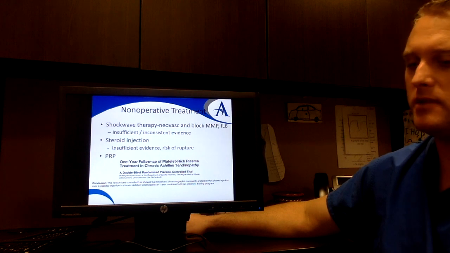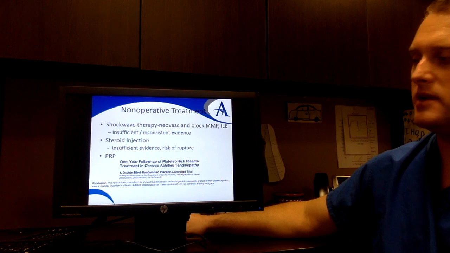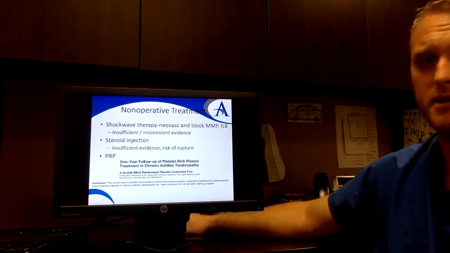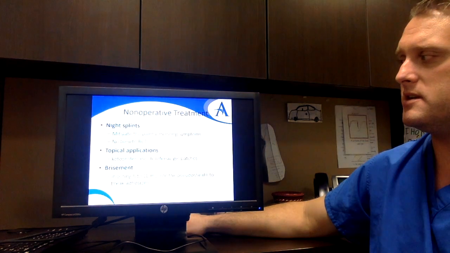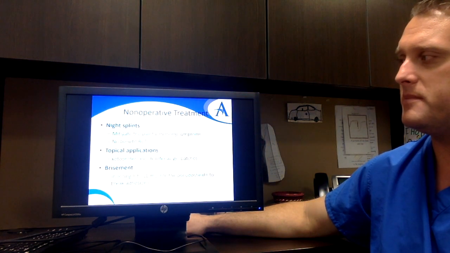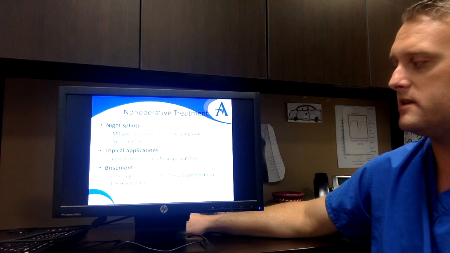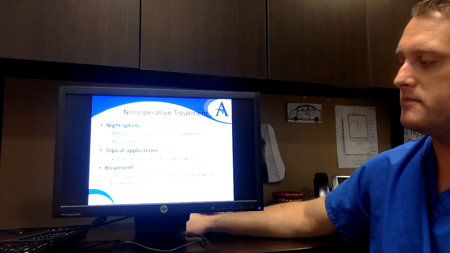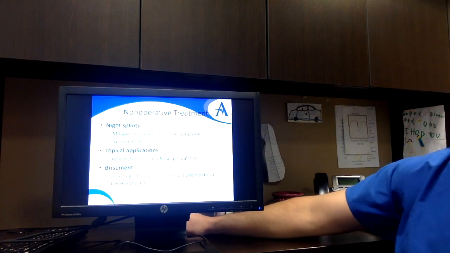There's a brisement where they put fluid in the peritenon, and that has been shown to break up some adhesions with saline, which is just as effective as the PRP in a lot of controlled studies. I like using night splints, but they show no benefit. Topical applications, like I talked about with the diclofenac gel patches, can help. And then here's the brisement, where you're putting an injection of fluid into the paratenon sheath to help break up those adhesions.